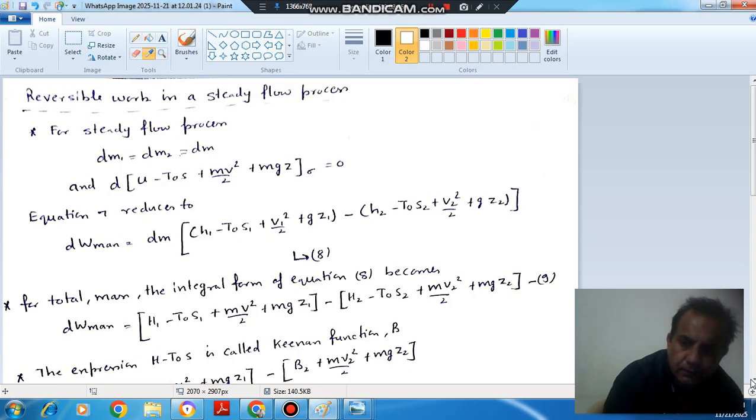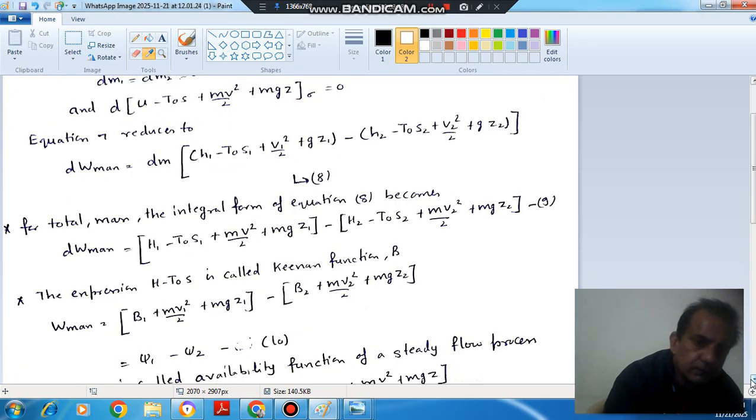If we integrate it, then we will find the W max. It will be m times small h1 into capital H1, and this will be T naught s1. This will be m v1 square. This is m g z1. This will be h2. This will be T naught s2. This will be m v2 square. This is m g z2.